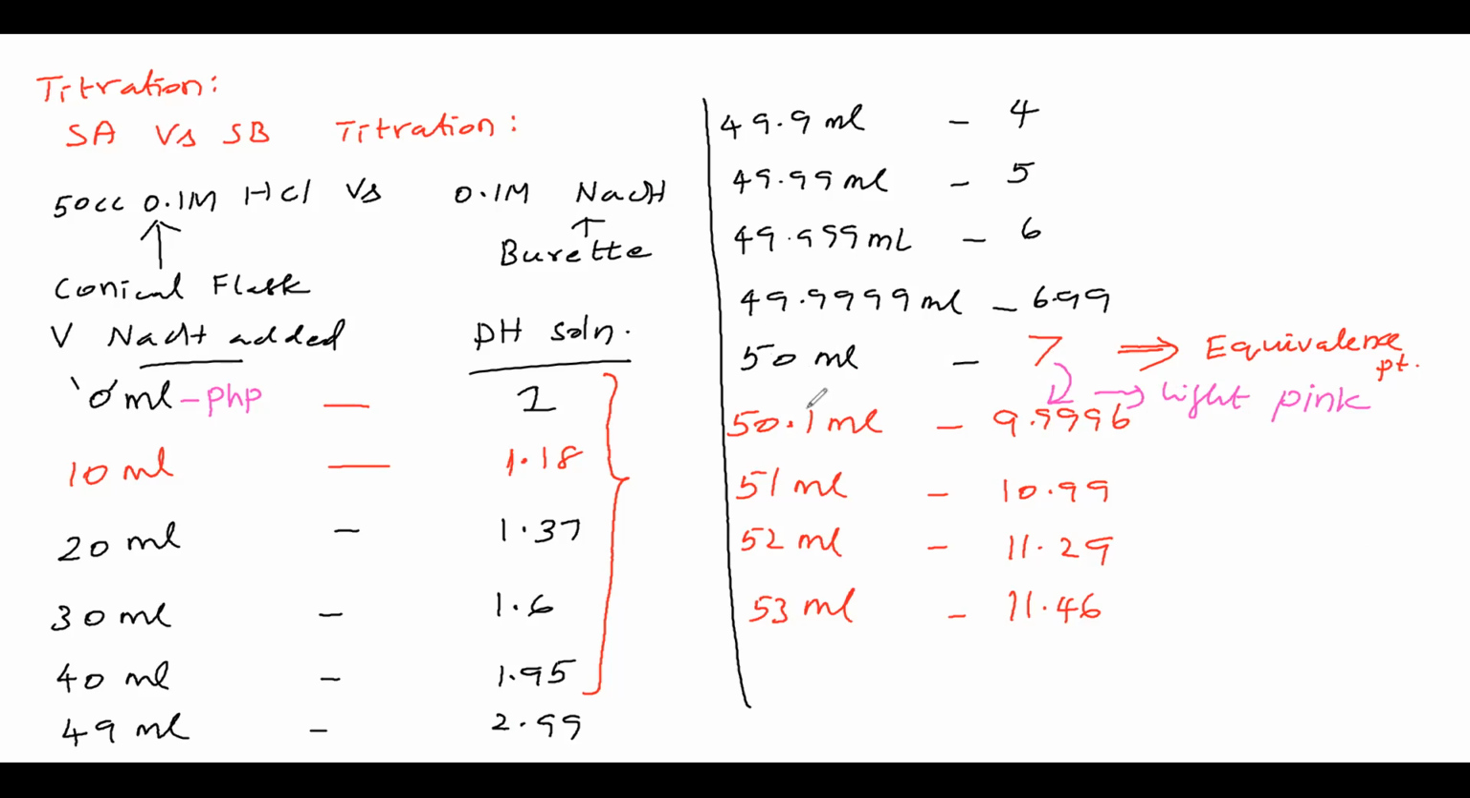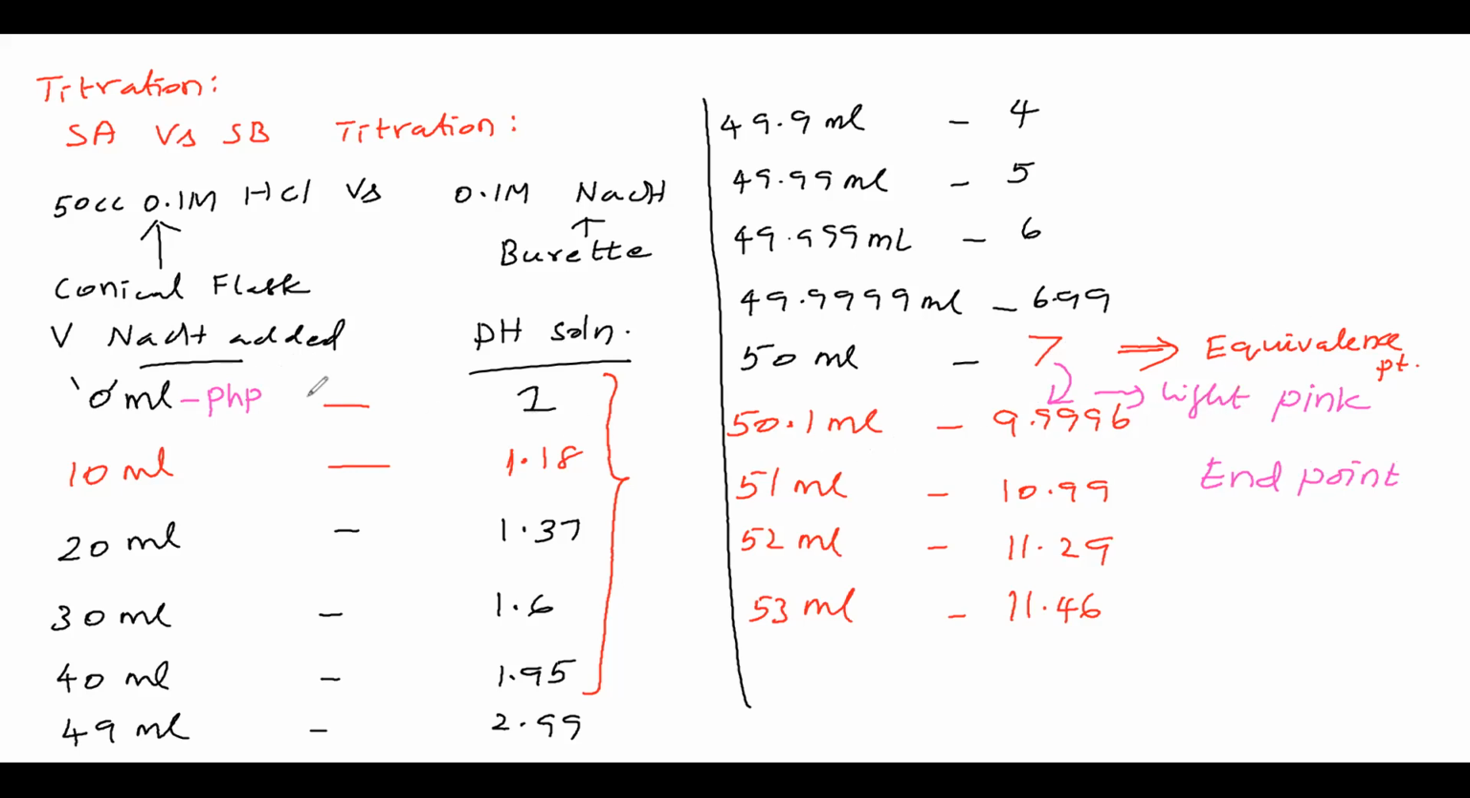What is the difference? 0.1 ml only. So we are getting a light pink color. Therefore, a light pink color we got, showing a change in color, no? Up to this, colorless; here, light pink color we are getting. That means phenolphthalein indicates the equivalence point, or rather the end point, by showing the color change. End point means what? Which is closer to the equivalence point.